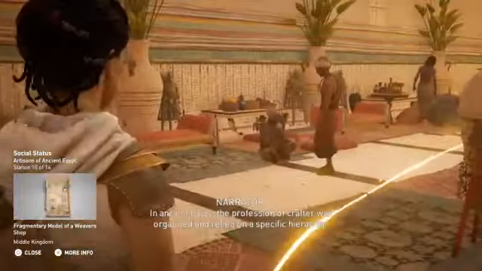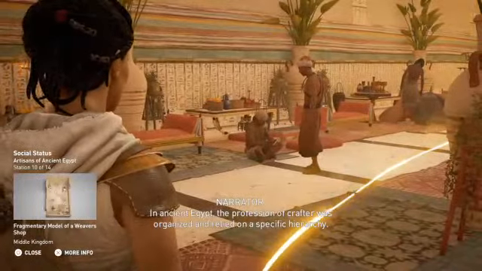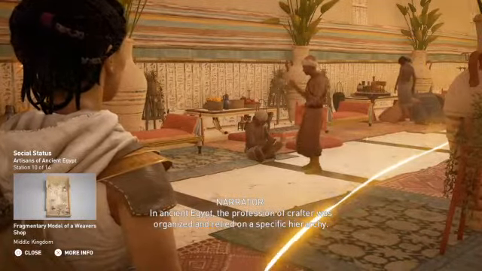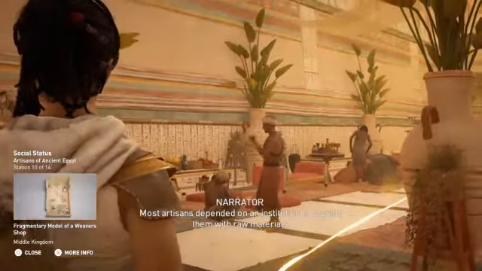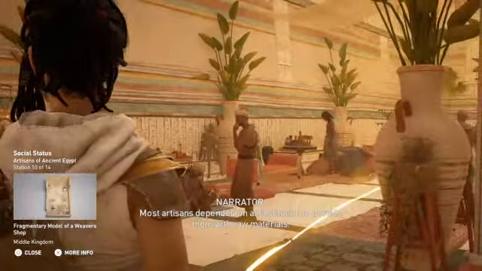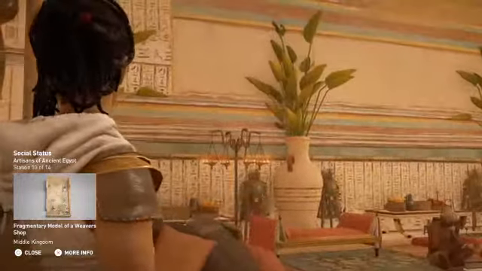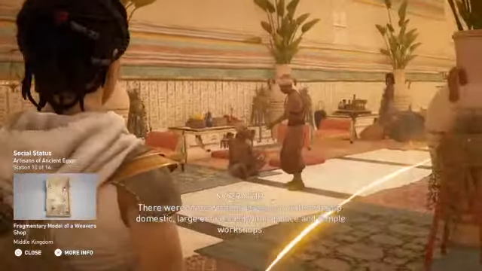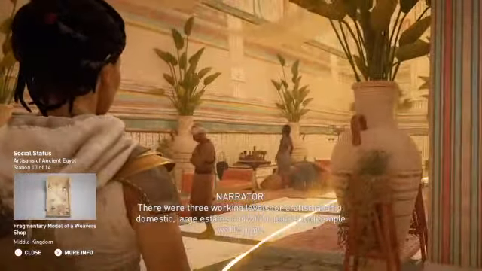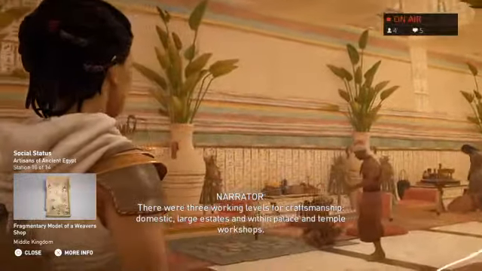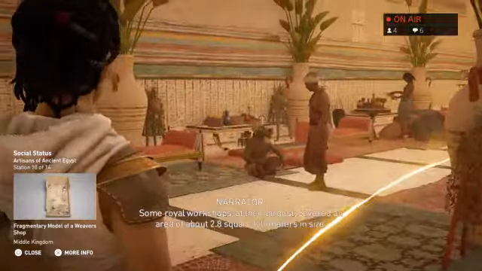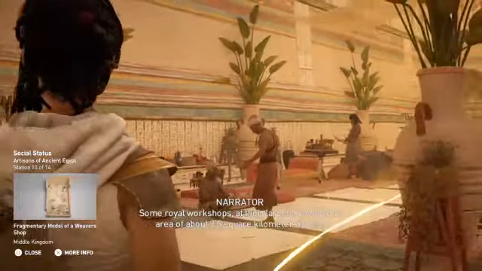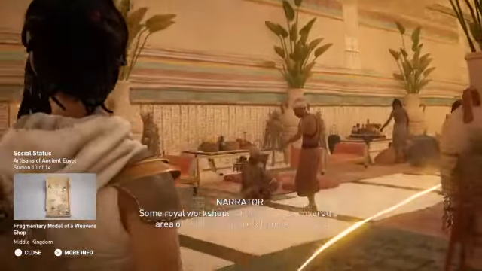In ancient Egypt, the profession of crafter was organized and relied on a specific hierarchy. Most artisans depended on an institution to provide them with raw materials. There were three working levels for craftsmanship: domestic, large estates, and within palace and temple workshops. Some royal workshops, at their largest, covered an area of about 2.8 square kilometers.